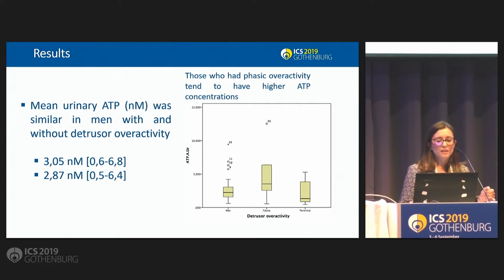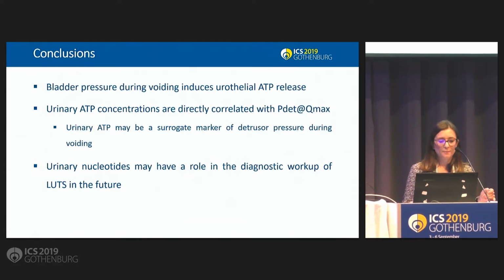There is no significant difference in urinary ATP between patients with and without detrusor overactivity. However, those who have phasic overactivity tend to have higher ATP concentrations, as you can see here on the second box plot. In this population, patients with detrusor overactivity didn't have higher pdet Qmax or higher bladder outlet obstruction index.